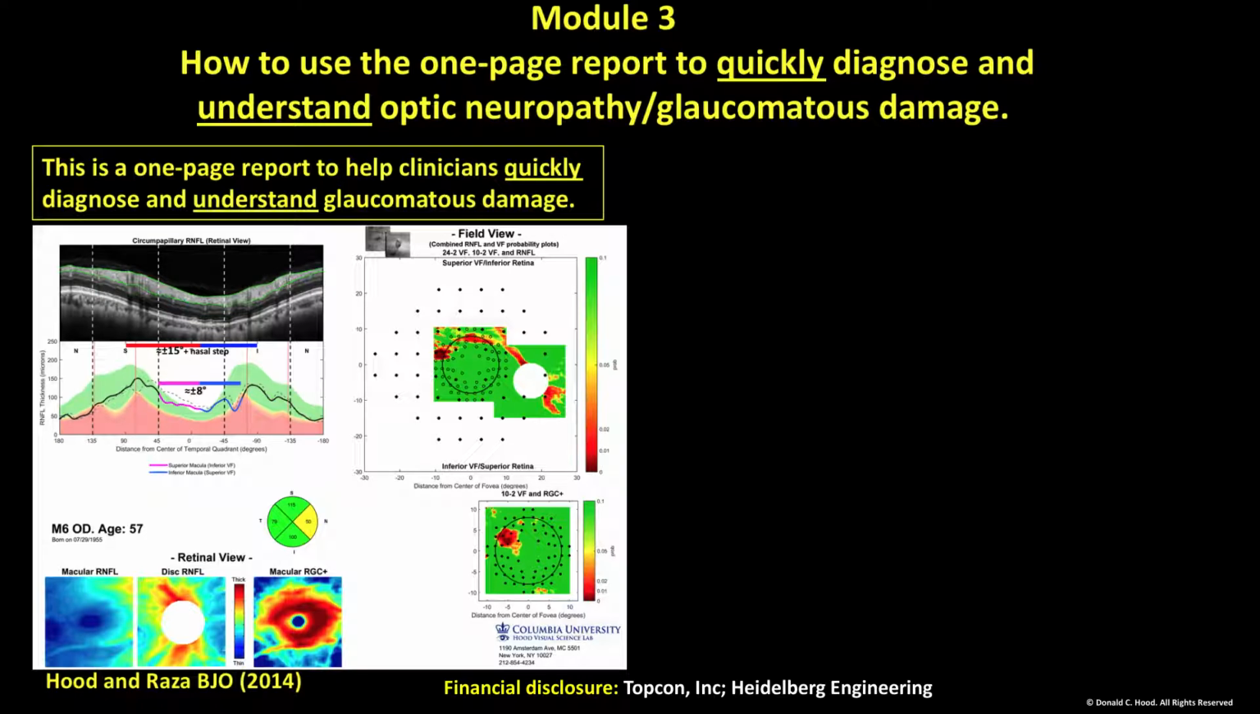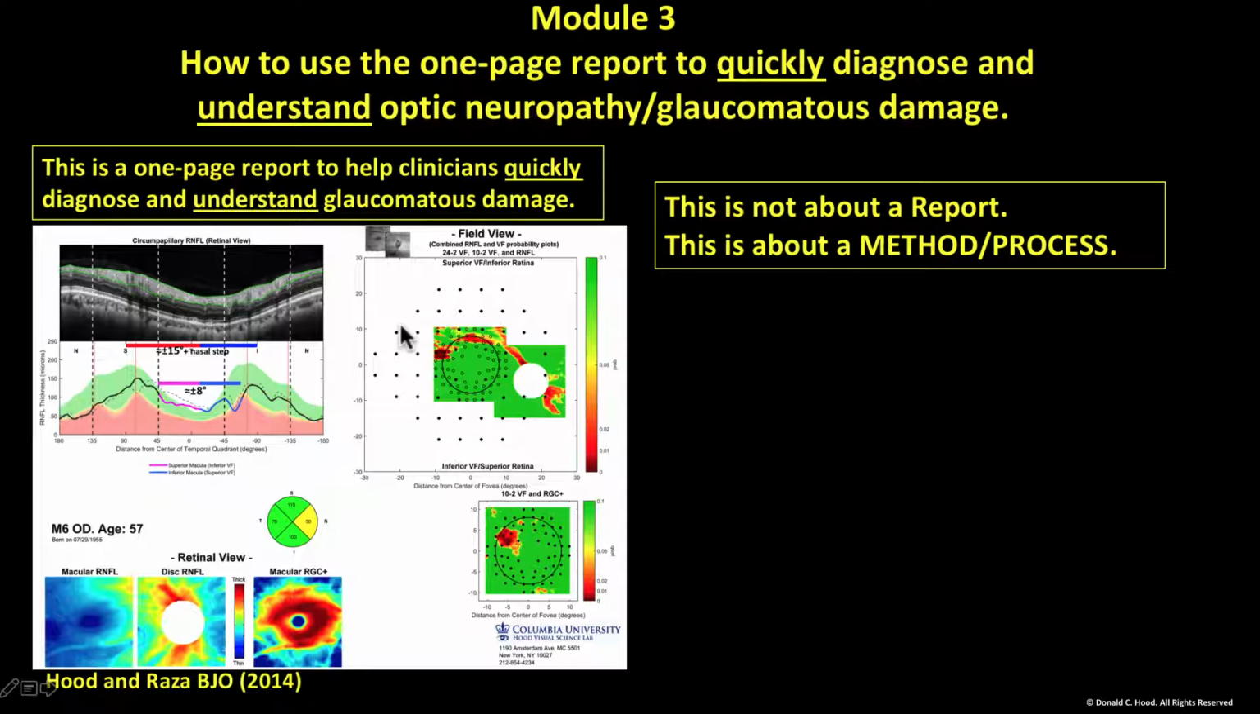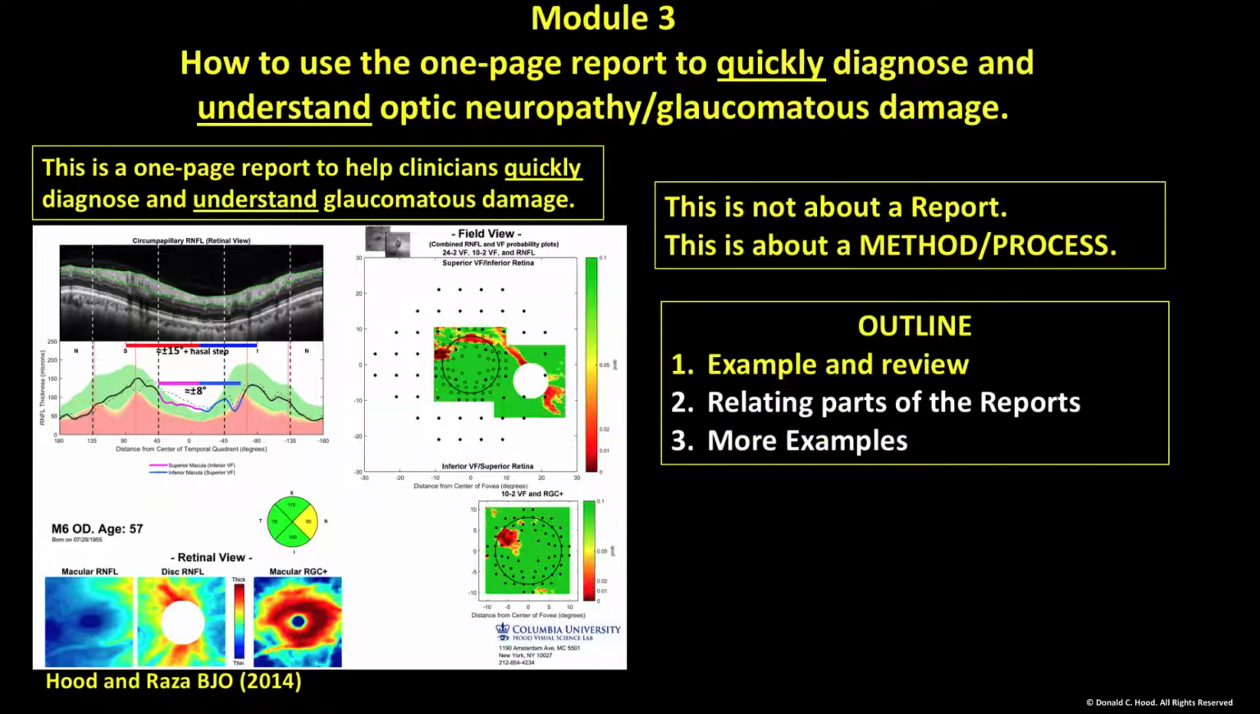So here's the one-page report, which I refer to as our lab report. And I want to emphasize again, this is not about a report. One could move this around, one could add information, but what it is about is a method or a process by which one can identify quickly glaucomatous damage. And so the outline for this lecture is I'm going to start with a case example and a little bit of a review, and then we'll go on from there.